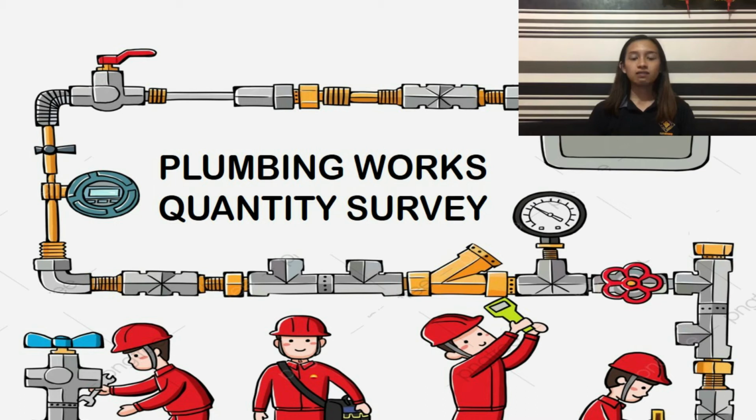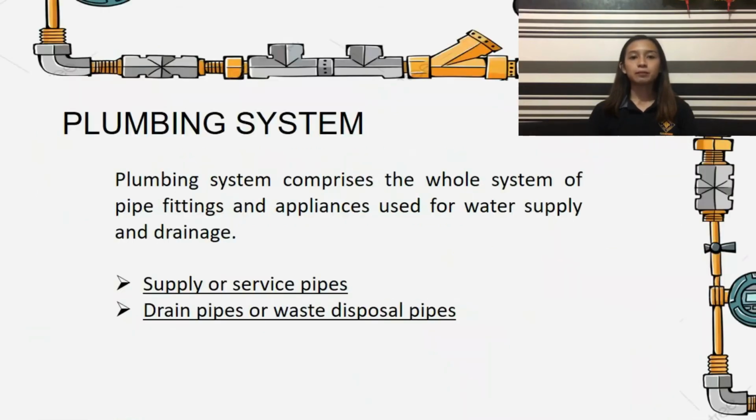So first, let us define what is the plumbing system. Plumbing system comprises the whole system of pipe fittings and appliances used for water supply and drainage. In the supply and drainage system, different pipes are used with different purposes. These are pipes used for the supply and service as well as the drain and waste disposal.